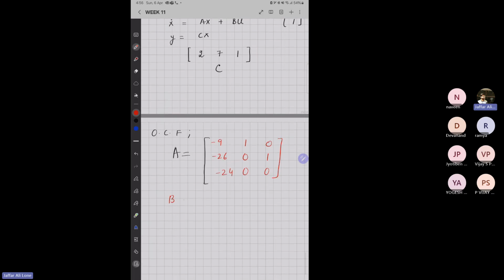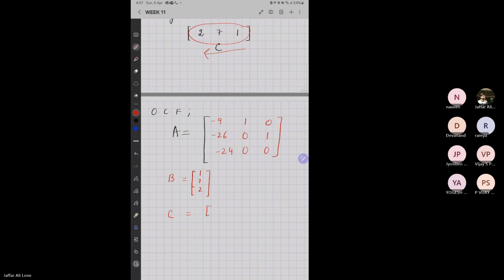And for observable canonical form, my B becomes C transpose and my C becomes B transpose. Sorry, no, C is this. First, let's write B. So what will be B? B is C transpose, and what is C? C is 2, 7, 1, written in the opposite way. So we can write it like this: 1, 7, 2. This is my B. Just take C and write it like this, and then my C will be 1, 0, 0.